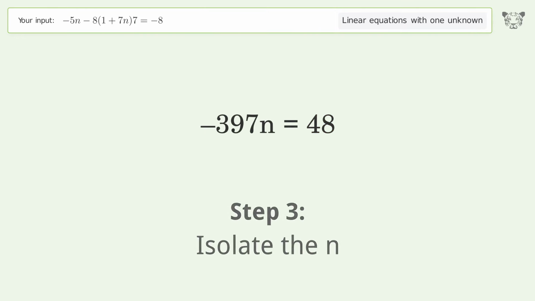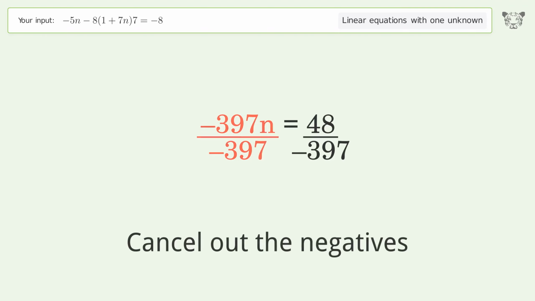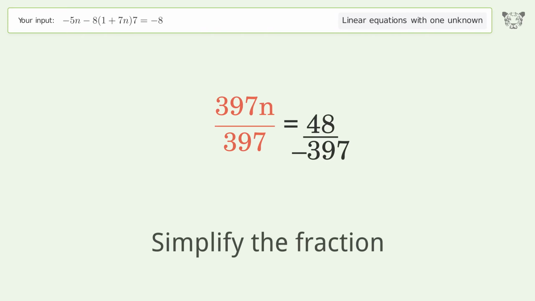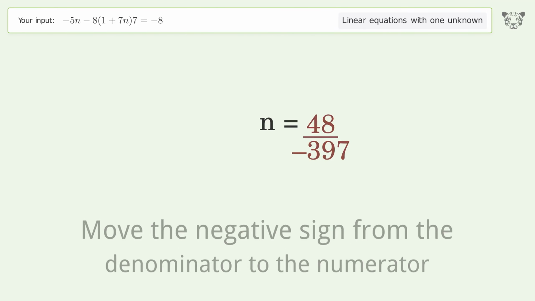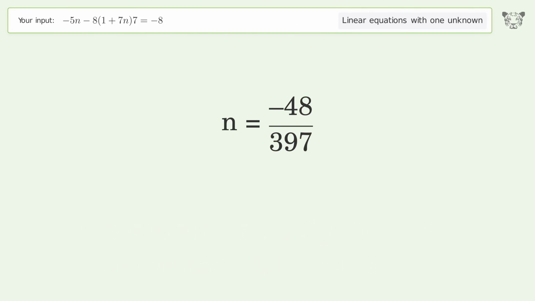Isolate the n. Divide both sides by negative 397. Cancel out the negatives. Simplify the fraction. Move the negative sign from the denominator to the numerator. And so the final result is n equals negative 48 over 397.